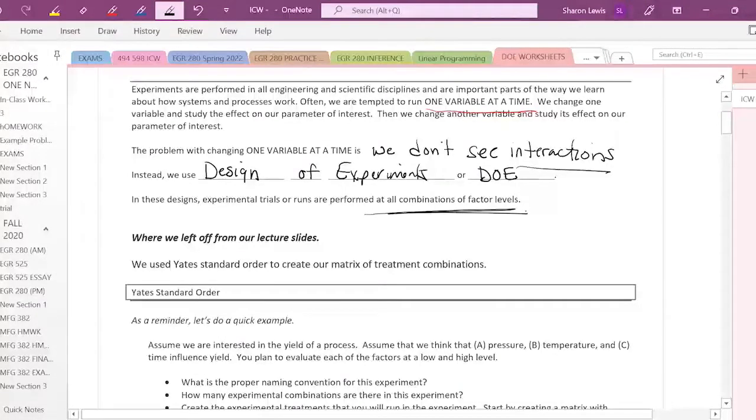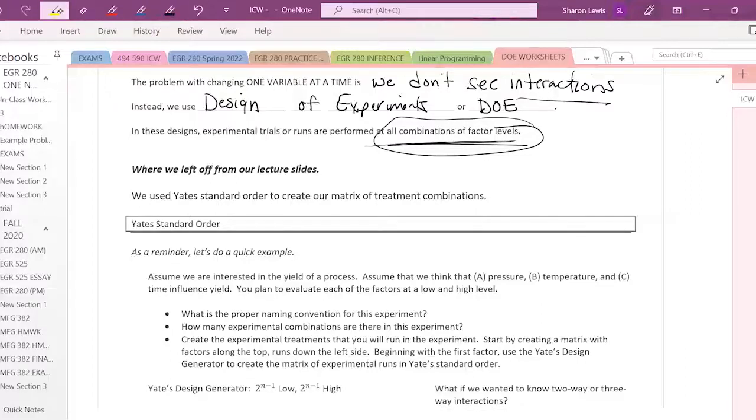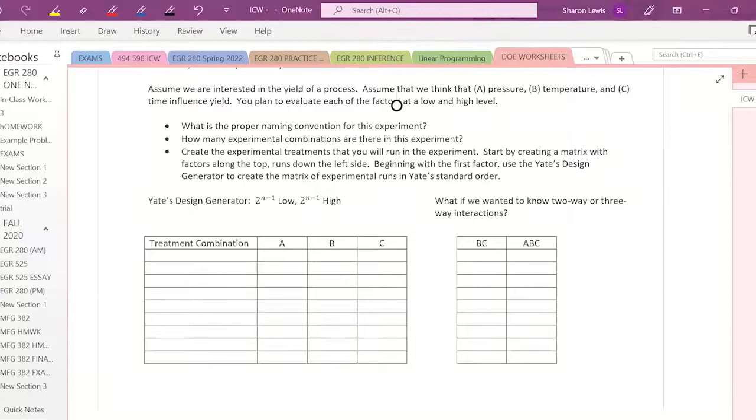Now, we also talked in class about how we create these tests. How do we know what tests we should run? We're going to look at all possible combinations, and we did actually do that in probability. But what we're going to use now is Yates. Yates gives us a way to systematically develop all possible combinations. And if you remember, this is building the recipe for each experimental run that we're going to make.